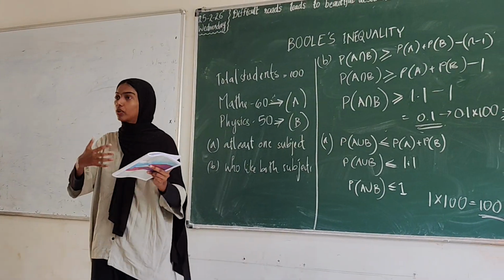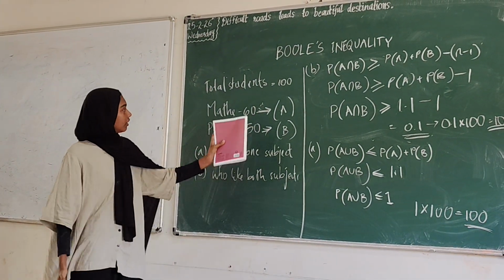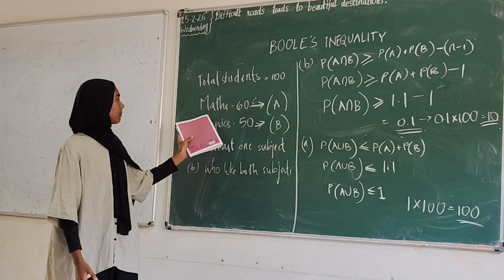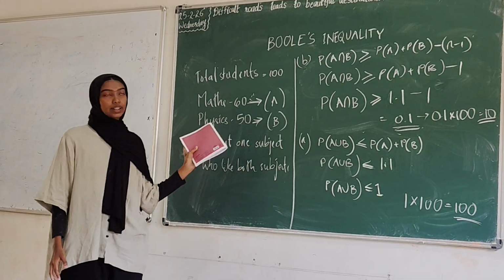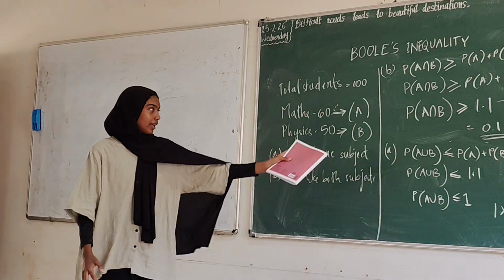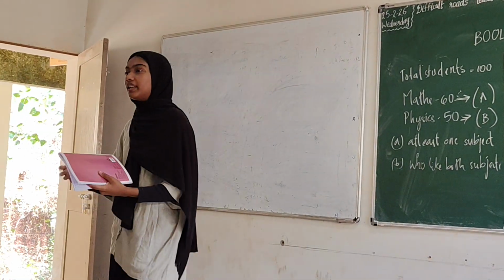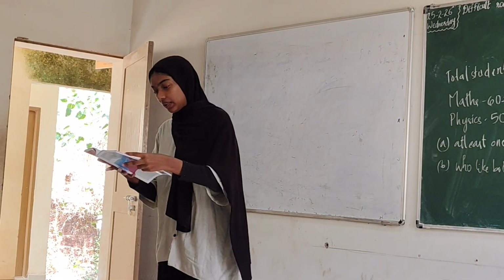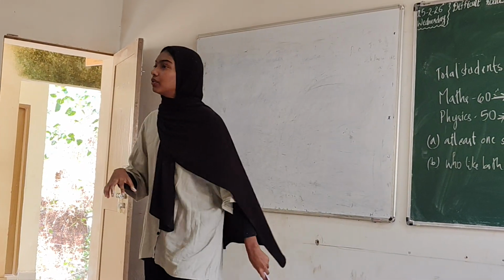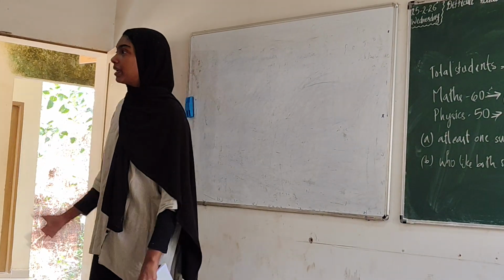As in this question also, they didn't provide how many students like both of the subjects. They only provided that 60 students like maths and 50 students like physics. They didn't provide who like both subjects, so we have to find that. For that, Boole's inequality is very helpful. More problems related to Boole's inequality will be handled later.